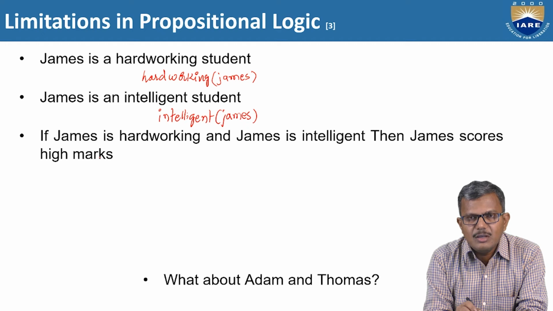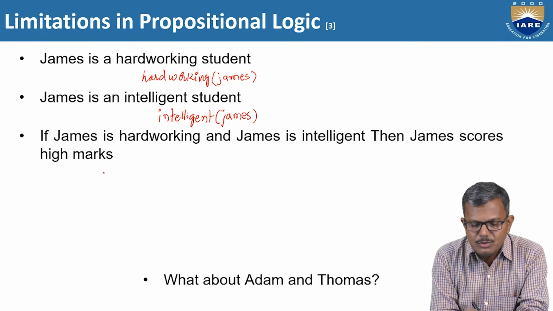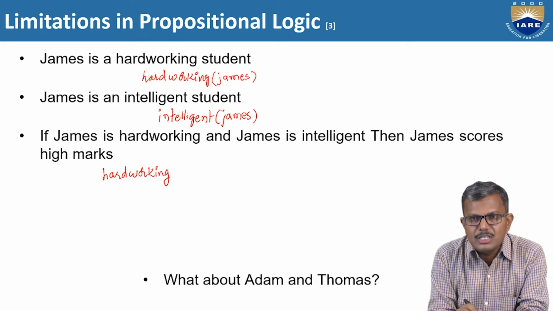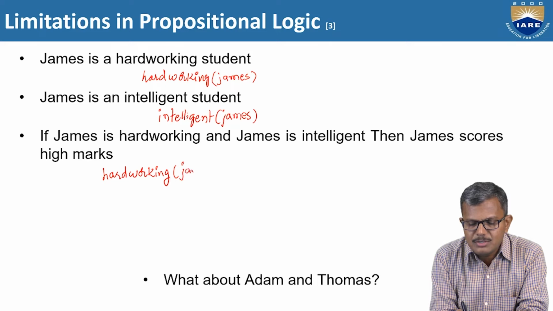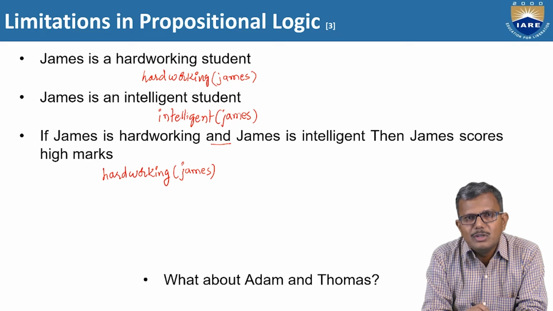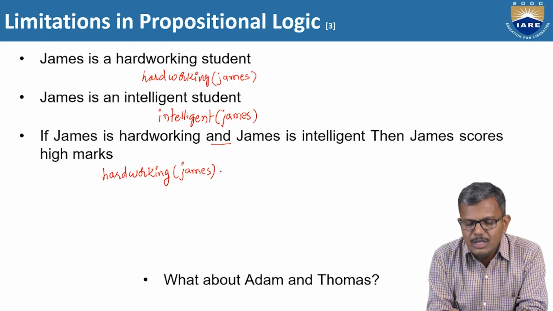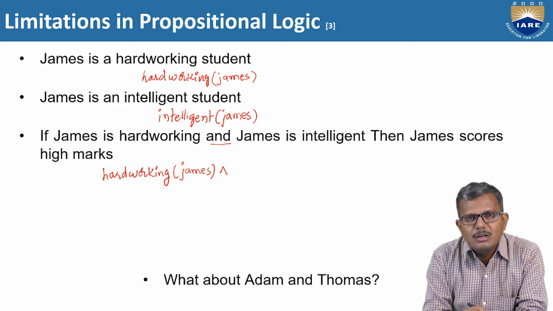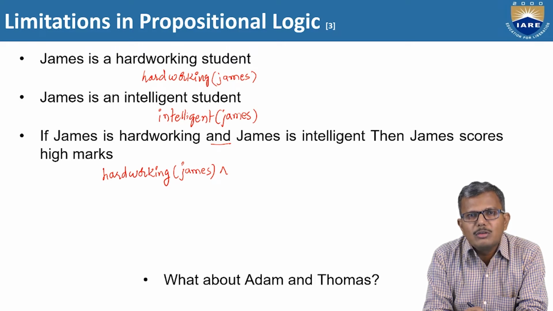And the third one: if James is hardworking and James is intelligent, then James scores high marks. If you want to represent this in propositional logic, generally we write like this, the same way as in the above two examples. One is you have to say hardworking. Who is hardworking here? James. And there is a connection here. This is called a connector, which is connecting two different sentences. We have to use a symbol called the conjunction symbol, which is also one of the propositional logic symbols. It is called a connective, or we can say a logical operator which is used to connect two different sentences, or two atomic sentences.